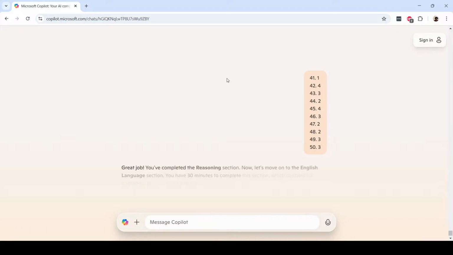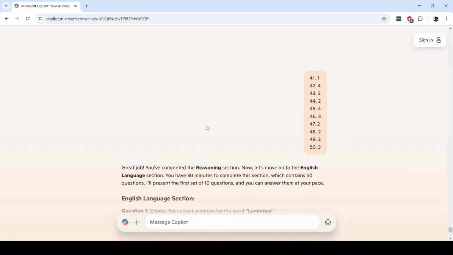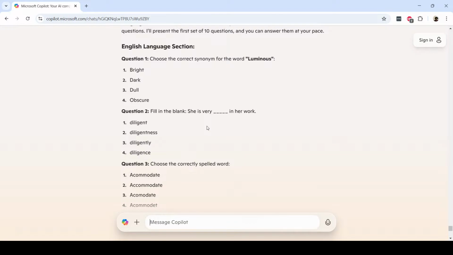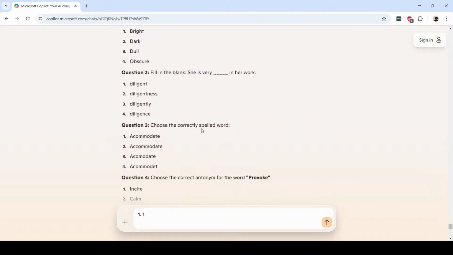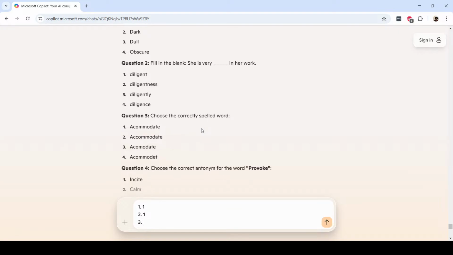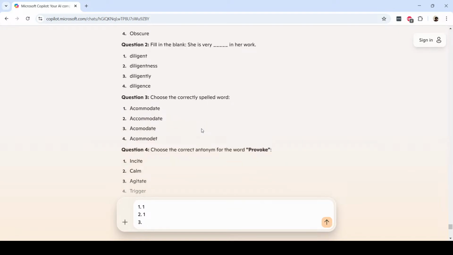So now we have completed the reasoning section. Now it's the English section. Correct synonym for luminous. Luminous is bright. So she is very diligent in her work. English questions are such that you will mostly not face a time difficulty. Choose the correctly spelled word. Accommodate.